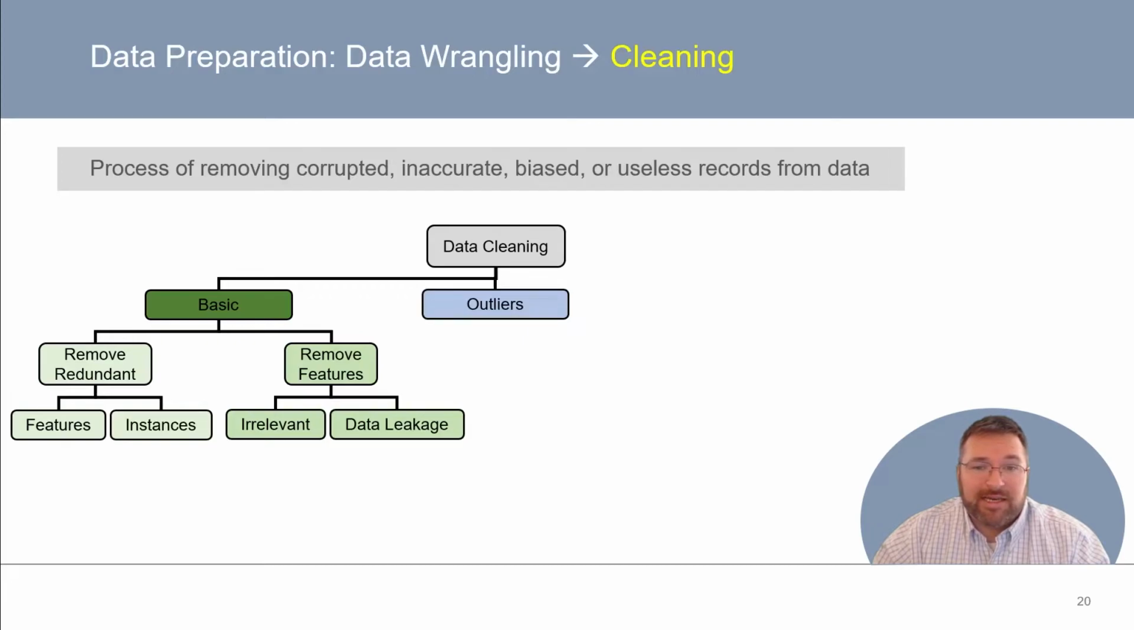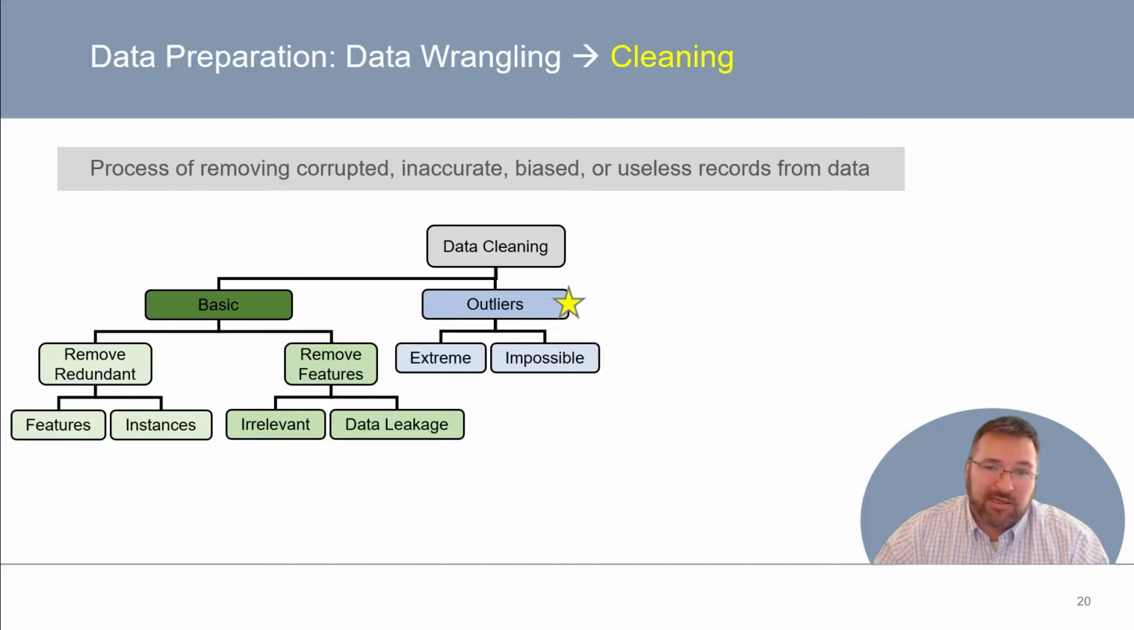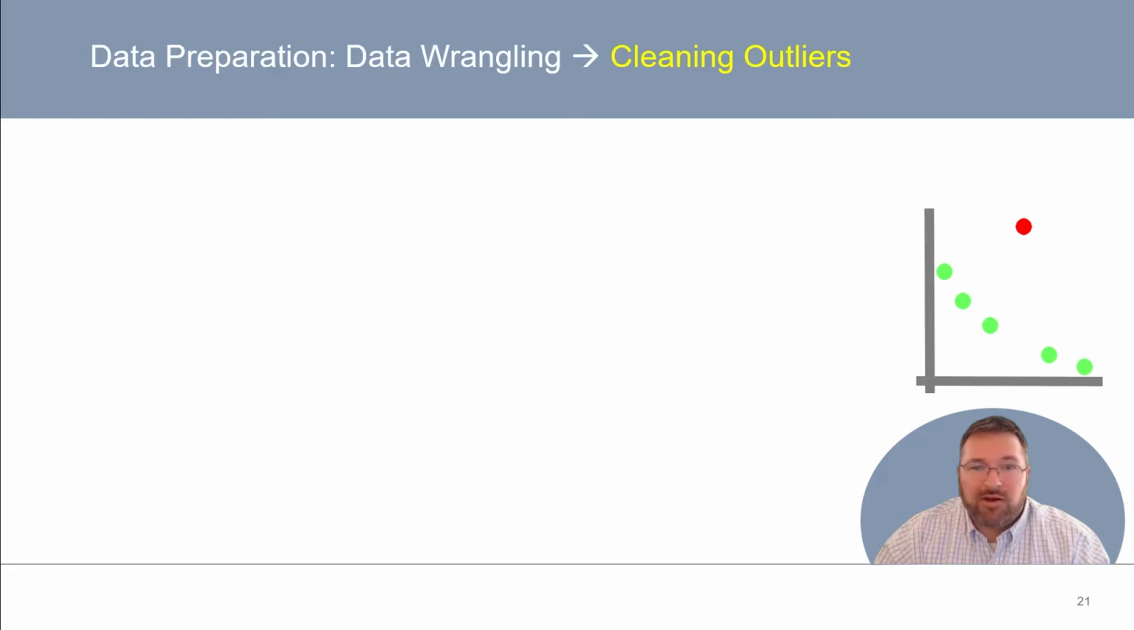Another form of data cleaning to consider is the handling of outliers, or data points that differ significantly from other observations. Outliers can represent real, but more extreme edge cases in the data, or they might indicate errors in the data collection, in particular when the feature values of the outlier are impossible. Let's look at outliers a bit further.